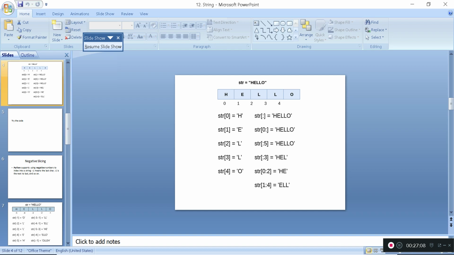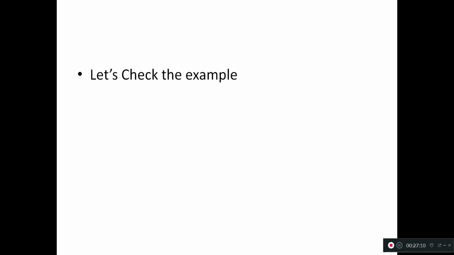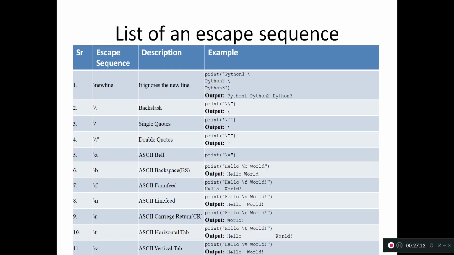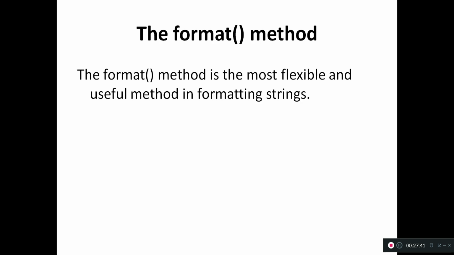We'll get on to our slideshow. Here we have finished this, and let's see. The list of escape sequences are what you have to know. So it's better to remember these escape sequences like new line, backslash, single quotes, double quotes, ASCII bell, ASCII backspace, and these are the things. And you have small examples with this also. You can practice this. So this might help you out, right?